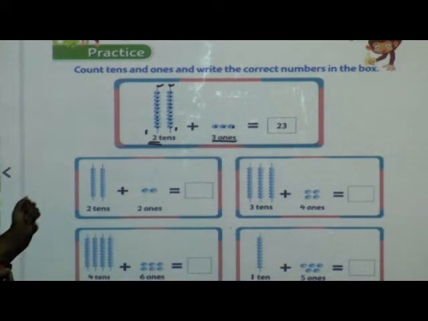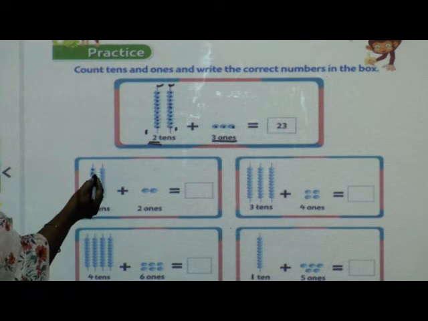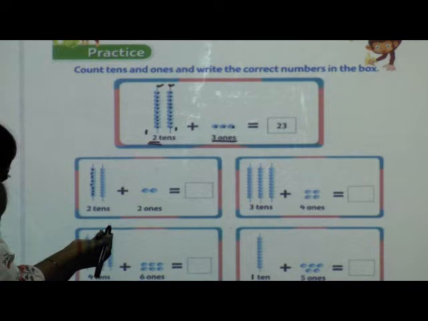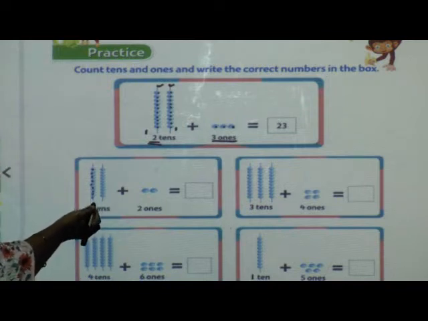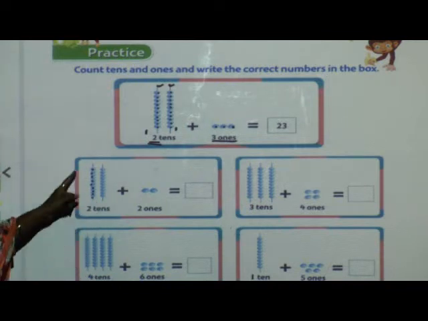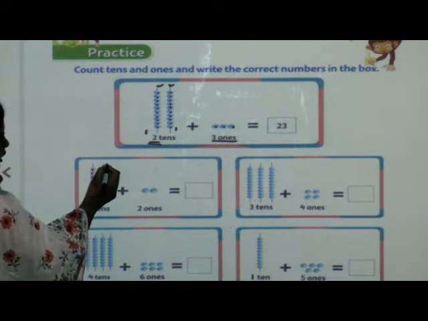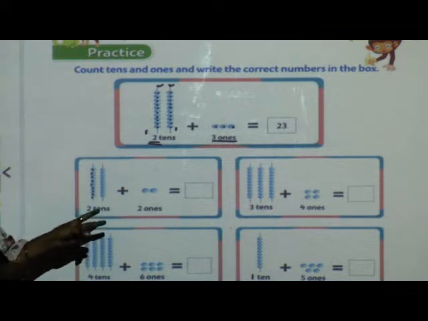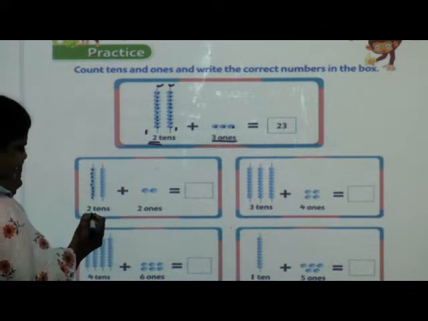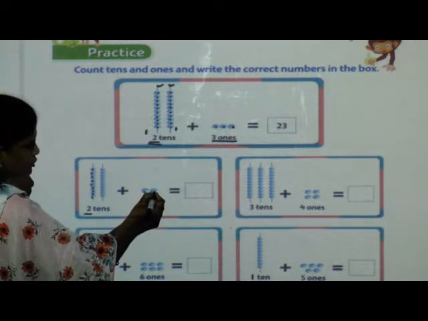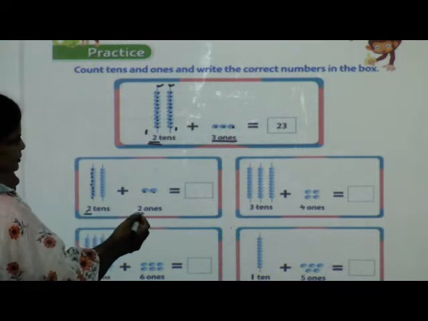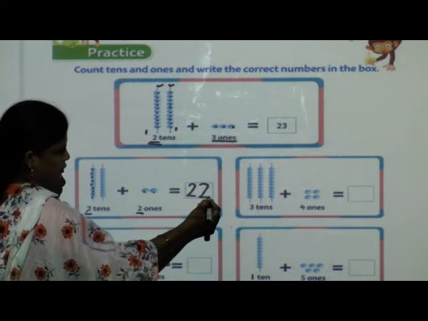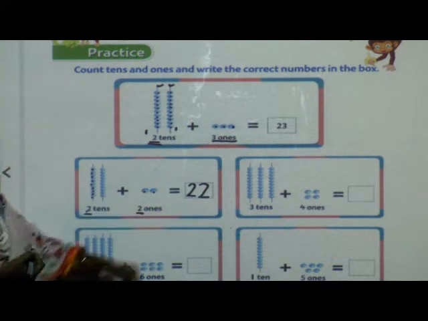So here also we will count. 1, 2, 3, 4, 5, 6, 7, 8, 9, 10. Okay. In this way 10 and the other also 10. So how many bundles are there? 2 bundles. 1 bundle means 10. 2 bundles means 20. So 2 tens. And here 1 one, 2 ones. So 2 ones. So this 2 and 2 we have to write here. 2 tens, 2 ones. So 22.